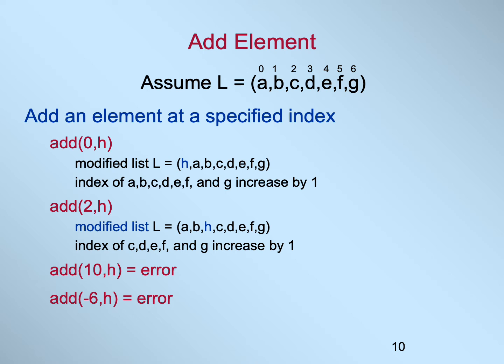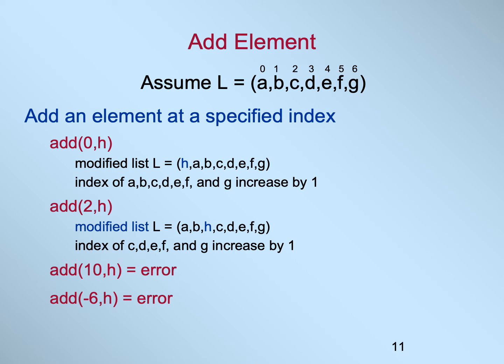What happens if we write add(2, H)? That means that we want to add H at index number 2. If we look at our initial list where we have A, B, C, D, E, F, G, at index 2 is the letter C. So C now has the index number 3. In the modified list, it will have A, B, H, C, D, E, F, G. The index numbers of C, D, E, F, G are increased by 1.